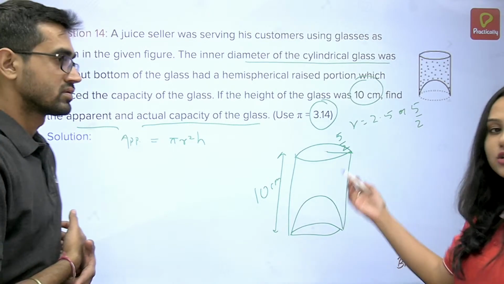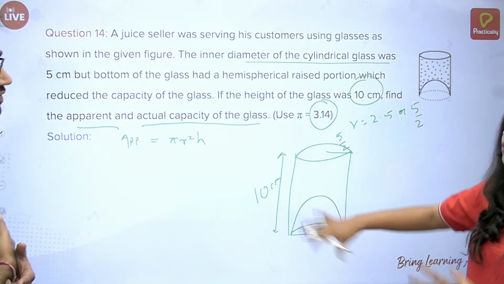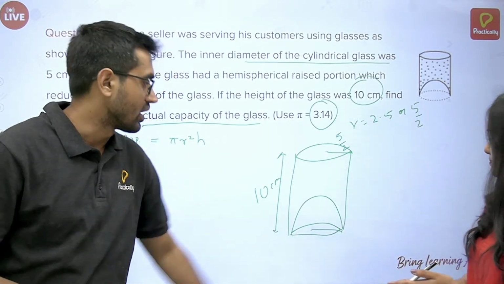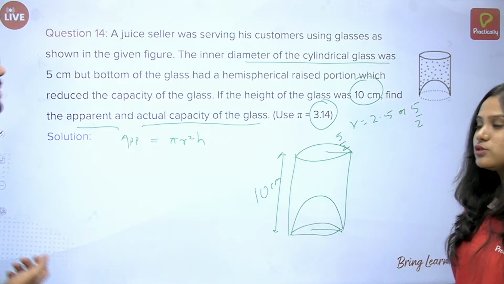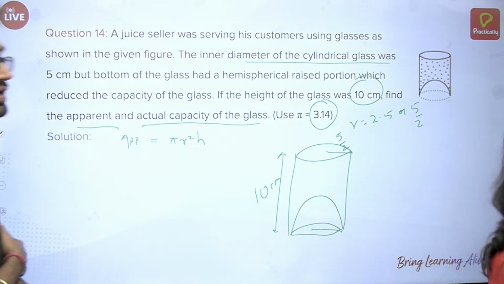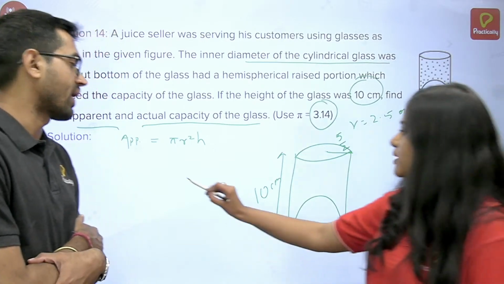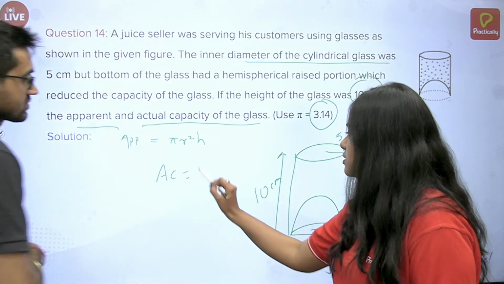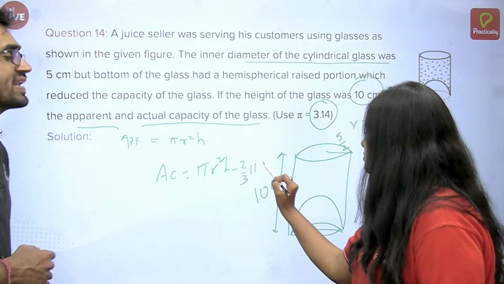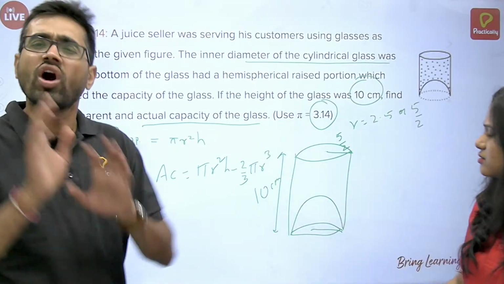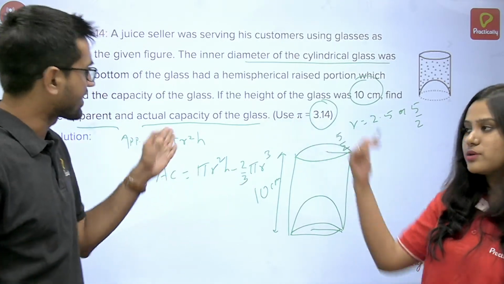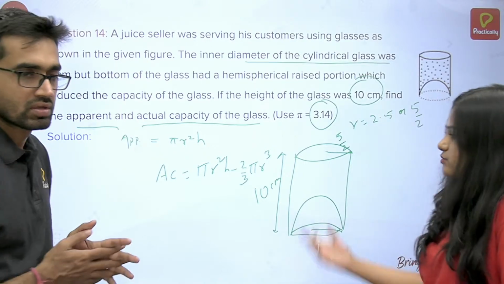Now for actual, you need to subtract the hemispherical volume from the cylindrical volume, which is easy because the radius of the hemisphere will be the same. For the hemisphere, the volume formula is 2 by 3 pi r cube. So actual is equal to pi r square h minus 2 by 3 pi r cube. You can take pi r common if you wish, or just find pi r cube and subtract 2 by 3 of it from the previous value. Whichever you feel comfortable.